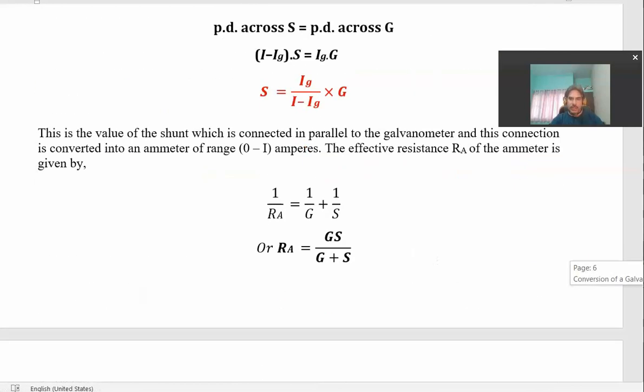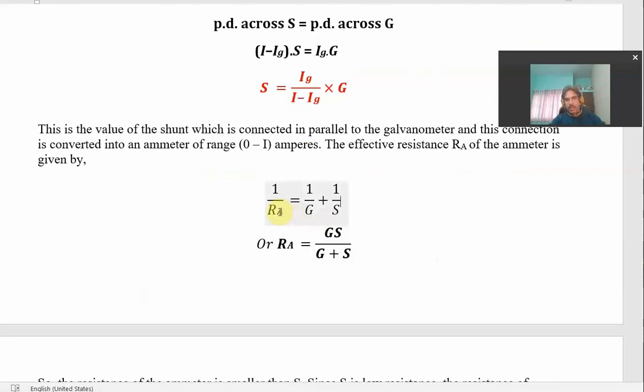So this is given by 1 upon RA, where RA is nothing but the net value of resistance. The formula is 1 upon G plus 1 upon S. This is the formula for the parallel combination of resistances. From here, RA is nothing but GS upon G plus S. So this is the formula for the net resistance of this combination. Of course, this net resistance will be less than both G and S, and hence the galvanometer has a lesser value of resistance. It can be used as an ammeter.